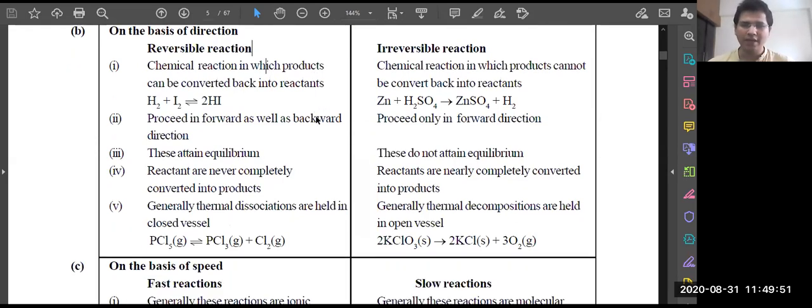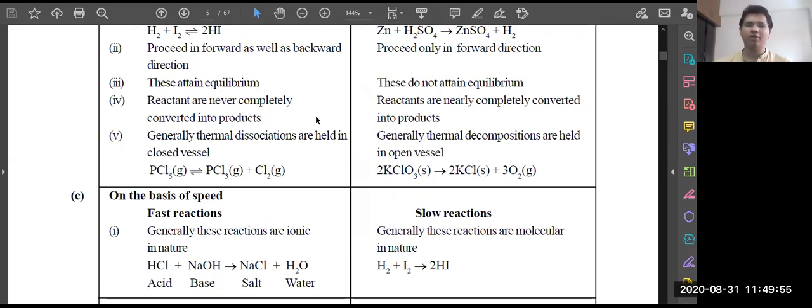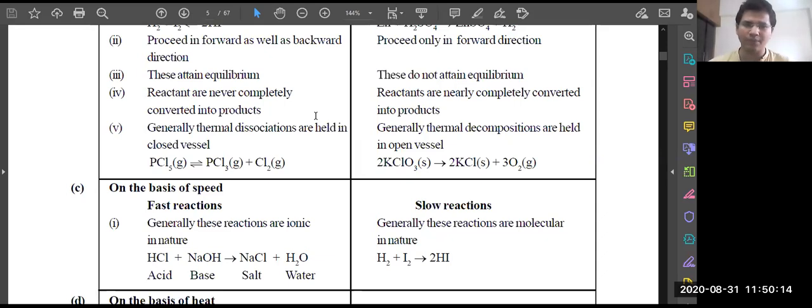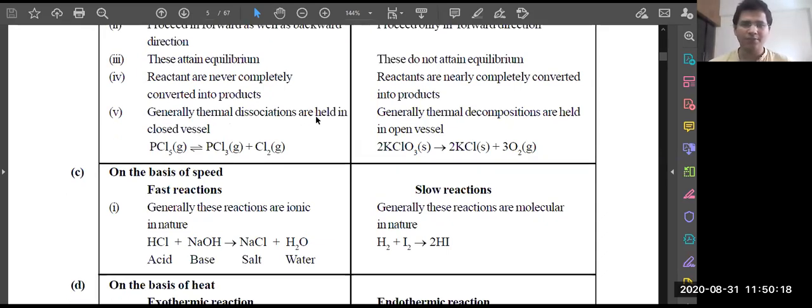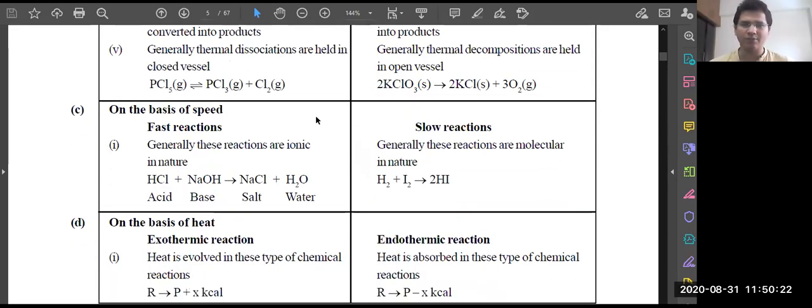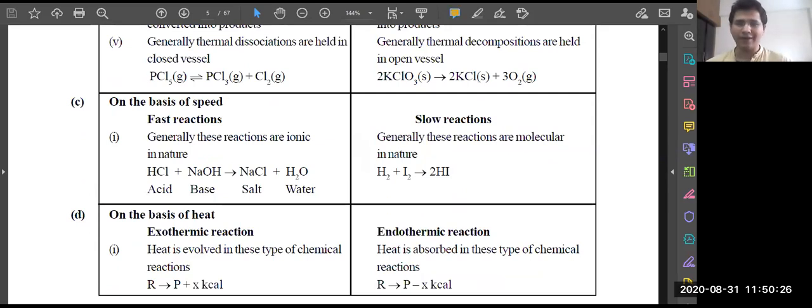Now third is on the basis of speed. On the basis of speed, we have fast reactions and slow reactions. This is just the definition: when any reaction is fast, it is called a fast reaction, and when any reaction is slow, it is called a slow reaction. That's totally the speed. We have also already studied many types of reactions, so we are just talking about the reactions that we are going to study in this chapter. On the basis of heat, we have exothermic reactions as well as endothermic reactions. If a reaction is carried out and energy is released, given out, then it is an exothermic reaction. And if energy is taken or absorbed, then it is an endothermic reaction. So I guess that is the basic idea.